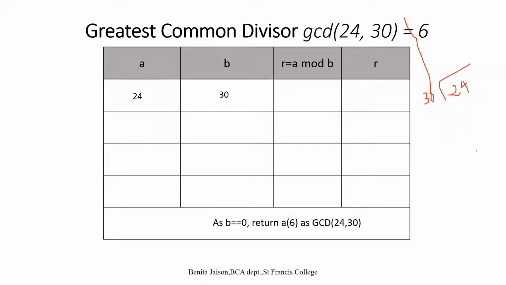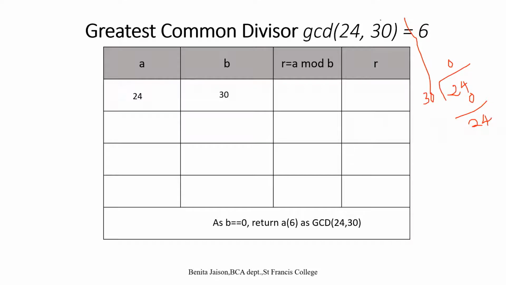Okay, so 30, how many times will it go in 24? How many times will it go? 0 times, right? It will not be going. So 30 into 0 will be 0. So what will be the remainder? The remainder will be 24. Are you all getting? So the remainder will be 24.